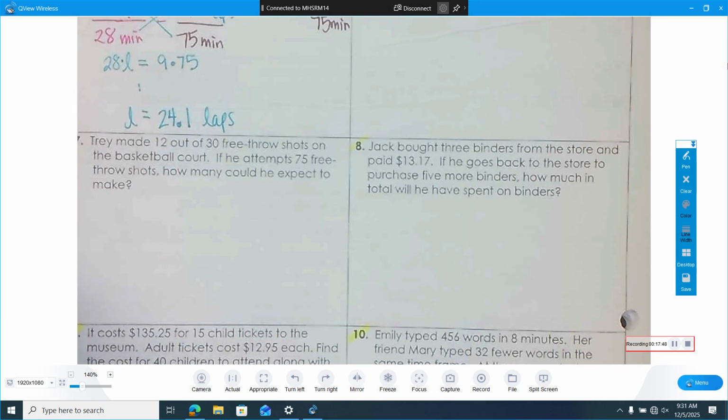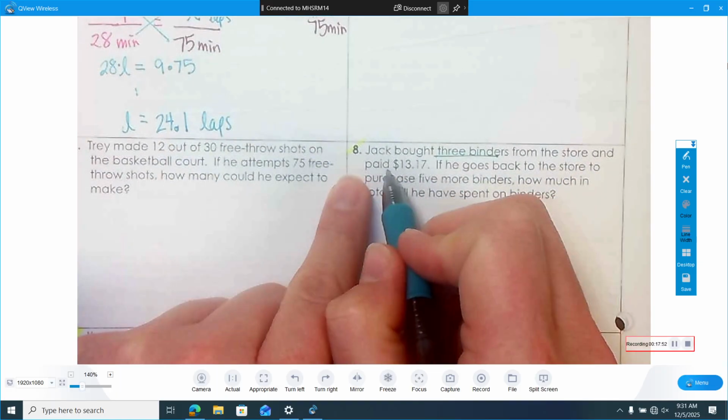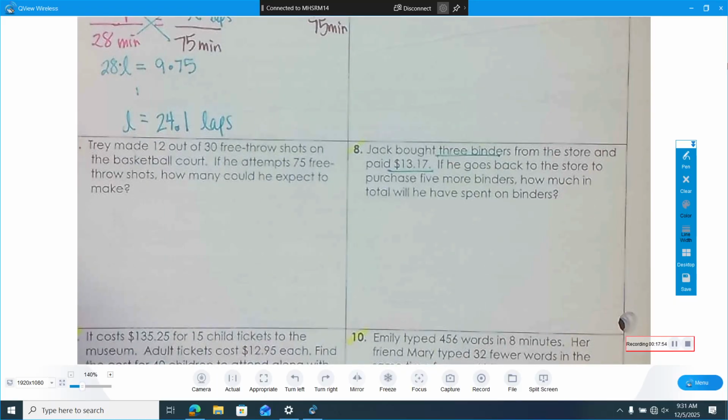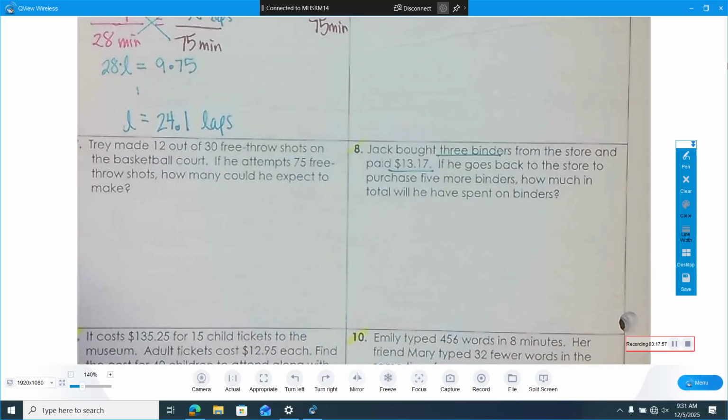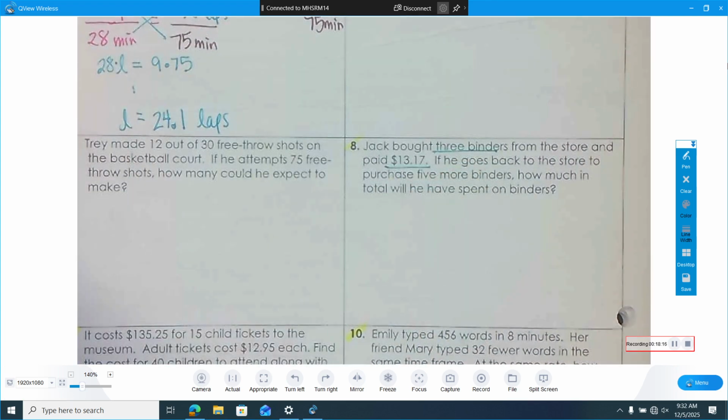Number 8. Jack bought 3 binders from the store and paid $13.17. If he goes back to the store to purchase 5 more binders, how much in total will he have spent on the binders? He bought 3 binders from the store and paid $13.17. Are you seeing a fraction there?